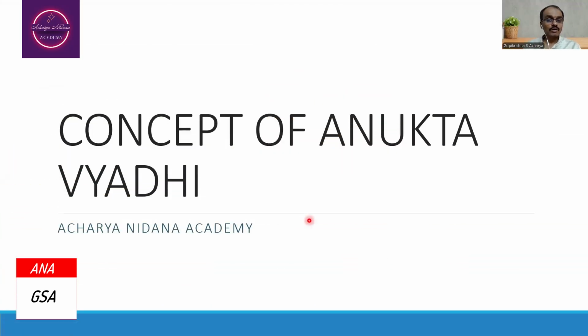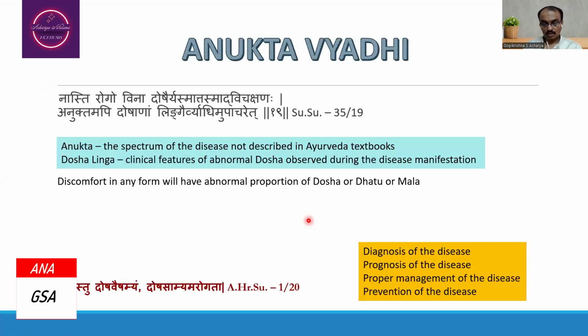When you think about the term Anukta, that refers to the disease that is not being mentioned in Ayurveda textbooks. When you think about the description in Sushruta Samhita, it is being mentioned, Nasti rogo vina doshe yasmat tasmad vichakshanah, anuktam api doshanam lingaihi vyadhim upacharet. So whenever you think about the detailed description of this, Nasti rogo vina doshaihi yasmat tasmad vichakshanah.